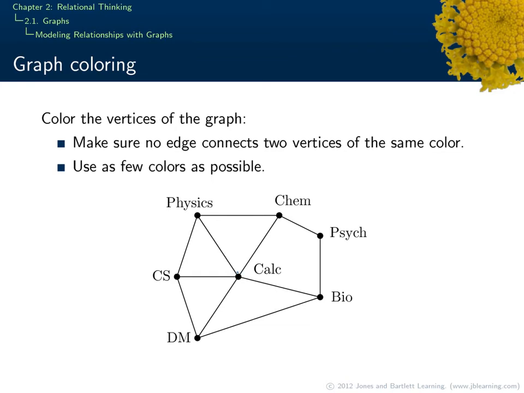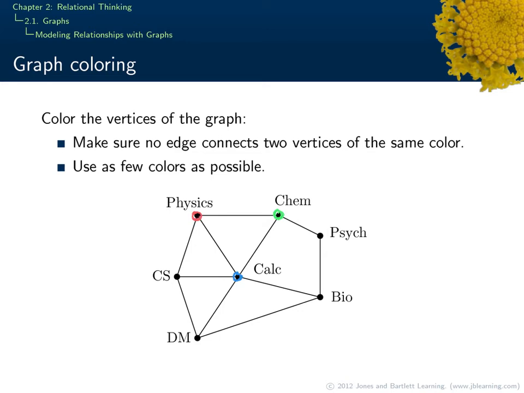So in the center, why don't we color calculus blue? And now let's suppose I want to color chemistry. Well, I can't color chemistry blue because there's an edge joining calculus to chemistry. So I have to pick another color, let's say green. So I'll color chemistry green. And then we move over, say, to physics. And physics is connected to both calc and chemistry. So I can't color it either blue or green. So let's pick another color, say red.